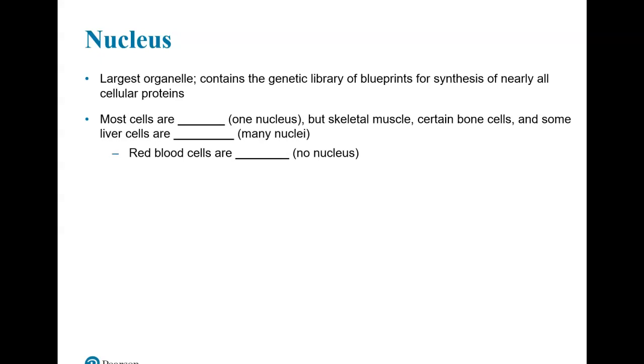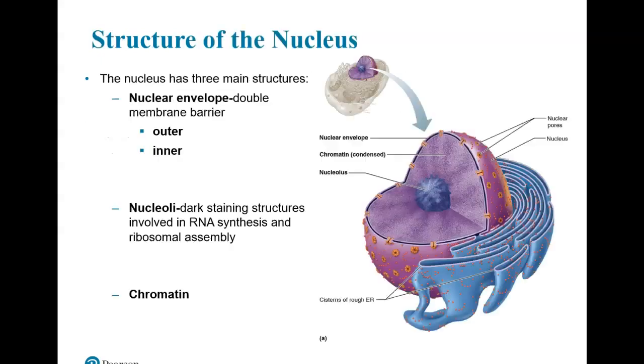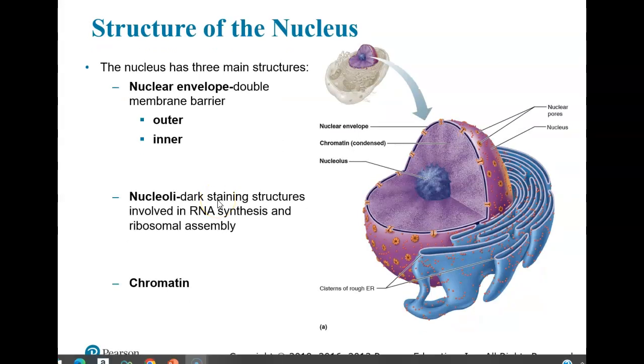But going back to our objective for this lecture, the structure of a cell or the structure of an organelle determines what kind of function it can have. For the structure of the nucleus, if we take a closer look at it, we can see that the nucleus has three main structures. There's the nuclear envelope, which is a double membrane barrier, and there's two of them, right?